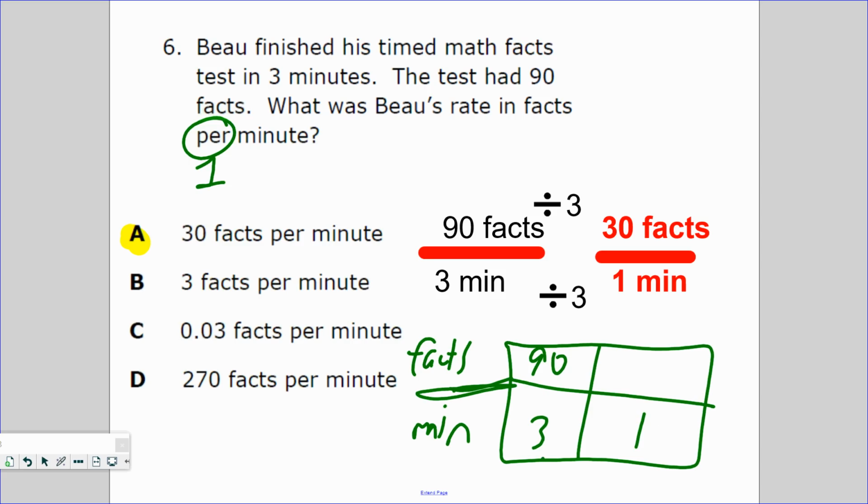1 minute. So how do you break down 3 to 1? Divide by 3. So scale down, divide by 3, and you get 30. 30 facts per minute. Instead of saying divide by 3, you can say the reciprocal, times a third. You can do times a third.